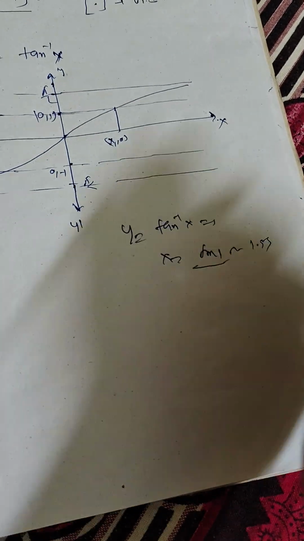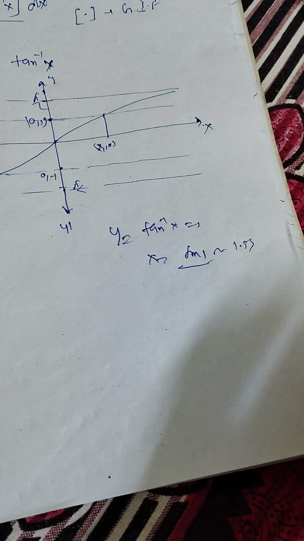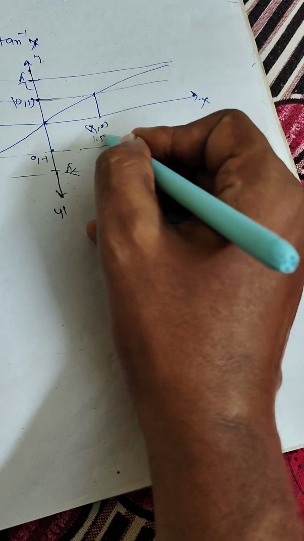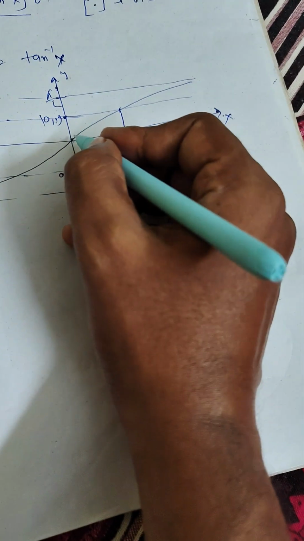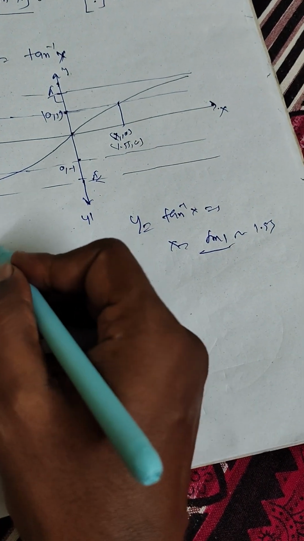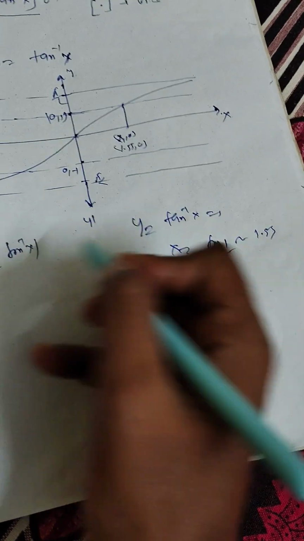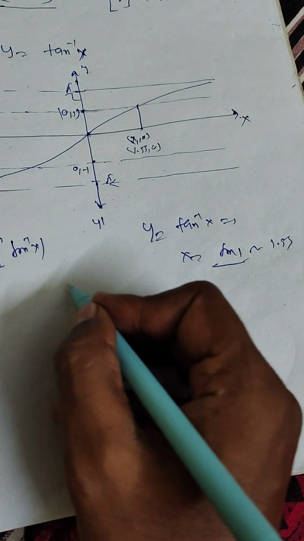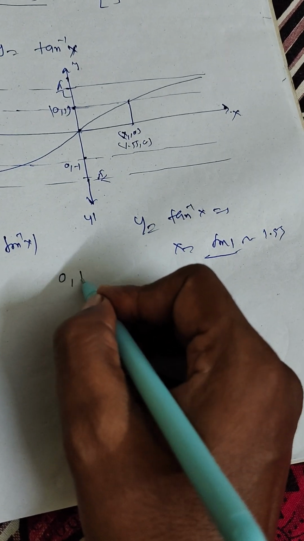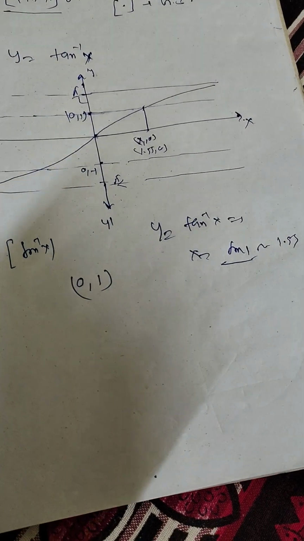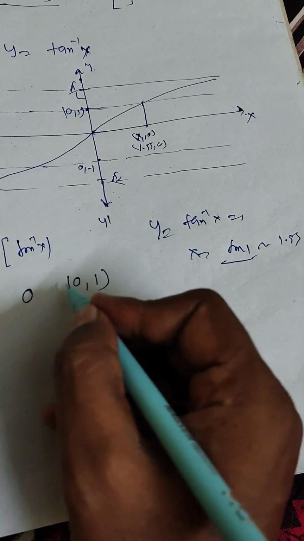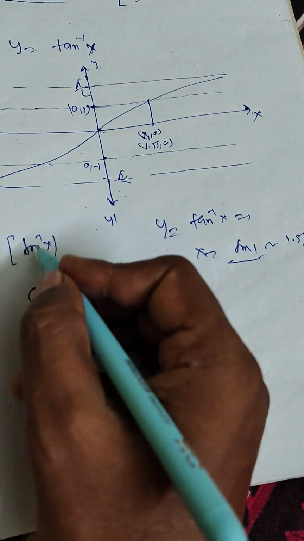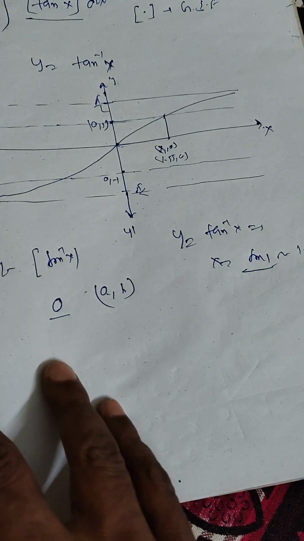This value is tan 1, so this point is (tan 1, 0). Now this is the greatest integer: y is equal to the greatest integer of tan inverse x. Understand? Now for x from 0 to tan 1, the greatest integer is 0. If you put x values from 0 to 1, such as 0.1, 0.2, the greatest integer is 0 for all.